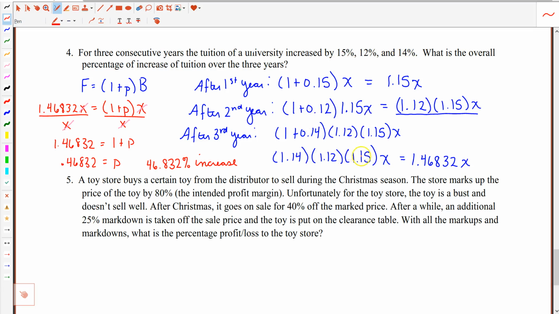So there's my 15% increase, followed by my 12% increase, followed by my 14% increase. Overall, once I get this, I can then compare what this final amount is with respect to the starting amount and figure out what percent increase that would be over these 3 years.